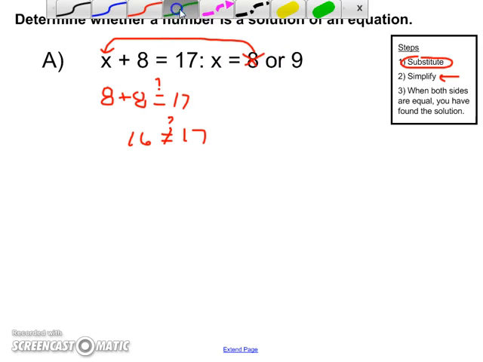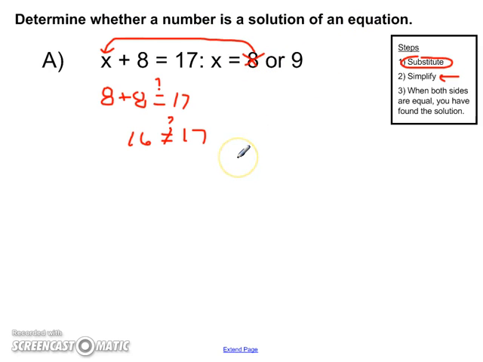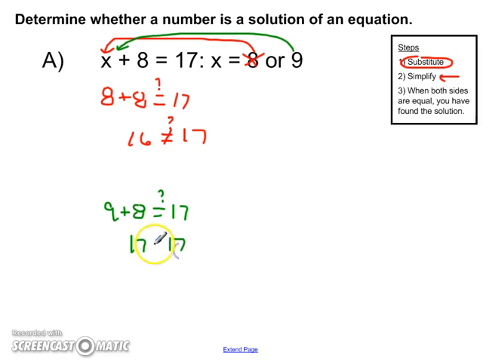Okay, let's go ahead and do this again. Let's pretend that we don't know 9 is the solution. I'm going to take 9 and put it in for x. So in this case, I've got 9 plus 8. Does that equal 17? I'm going to simplify. 9 plus 8 is 17. Well, since 17 equals 17, hey, we're golden. That one works. So my solution is obviously 9.